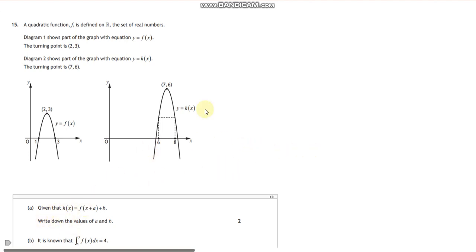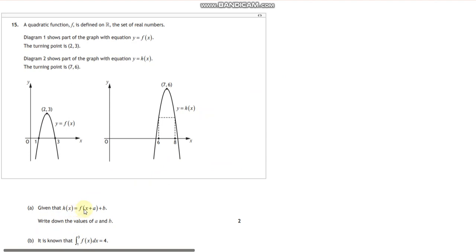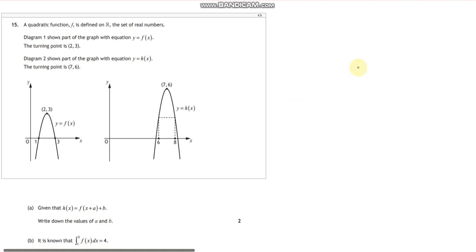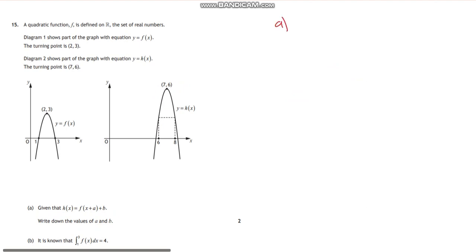So the first bit, given that h of x is this, write down the values of a and b. So really all that question's saying is, I've moved this graph to here. So what could a and b be? So remember when you've got your functions, so if you've got f(x + a) + b, anything next to the x affects the x. Anything outside that bracket affects the b.